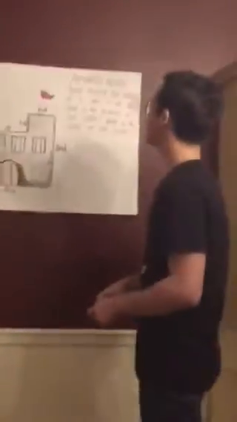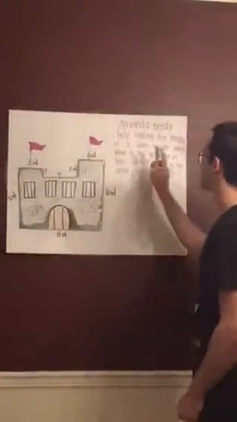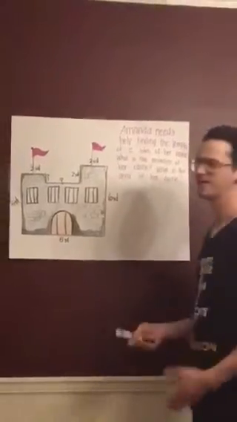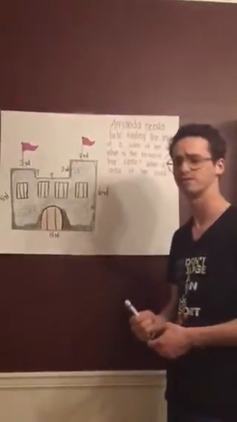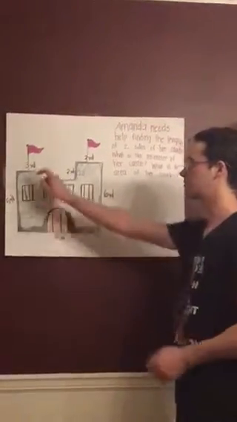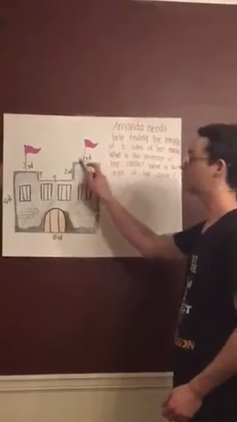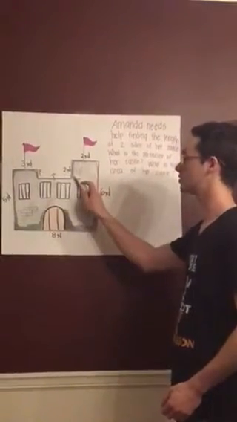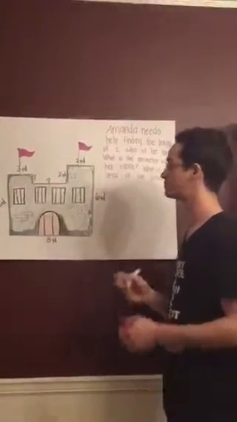Now, I have an example. My friend Amanda needs help finding the lengths of 2 sides of her castle. What is going to be the perimeter of her castle, and what is going to be the area of her castle? So, the given lengths of her castle are 5 yards, 8 yards, 6 yards, 2 yards, 2 yards. This side we do not know, and this side we do not know.